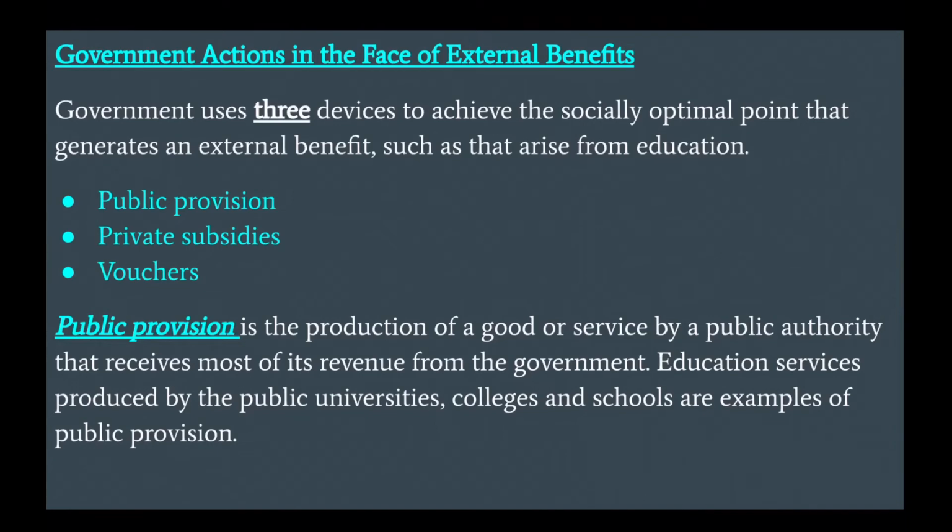Government action in the face of external benefits. Government uses three devices to achieve the socially optimal point for a good that generates an external benefit, such as that which arises from education: public provision, private subsidies, and vouchers.